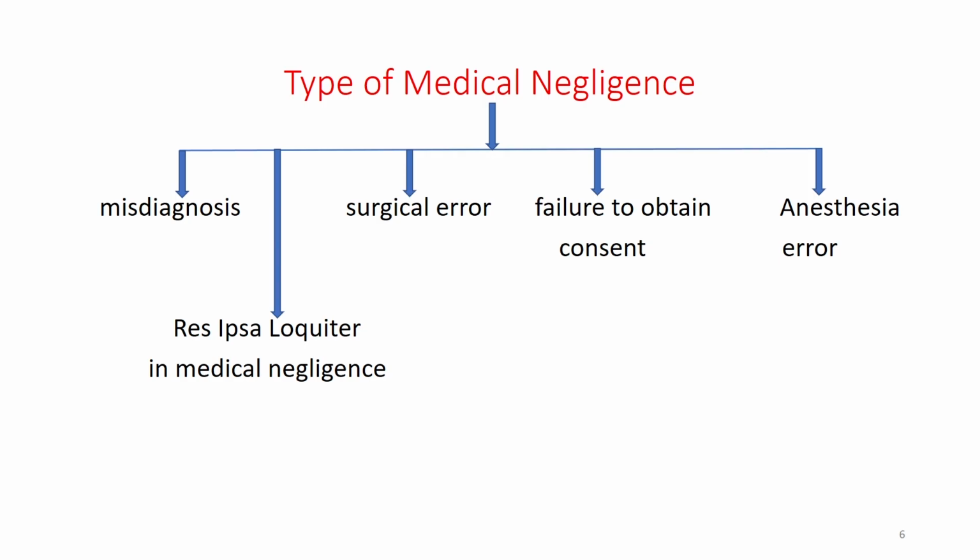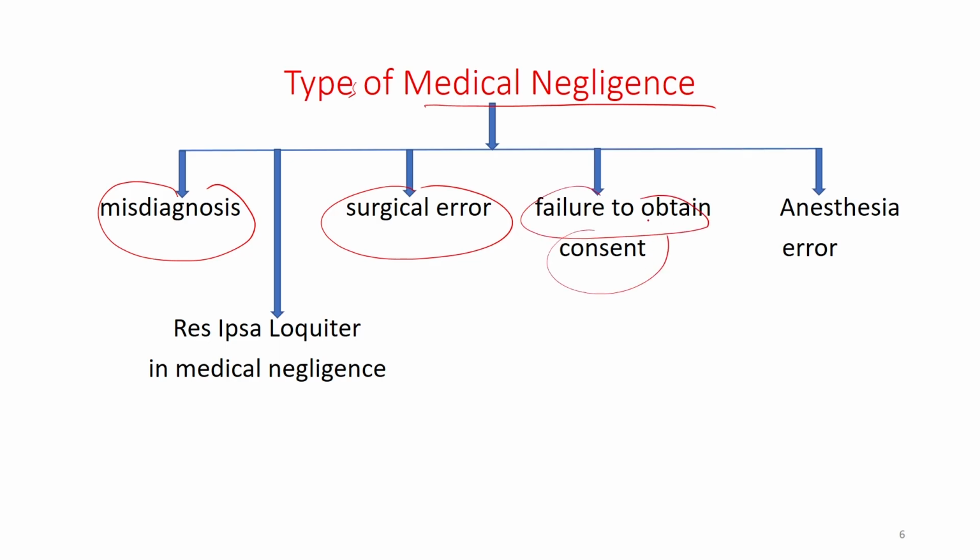Now, just see on your screen the types of medical negligence. Medical negligence may appear in different forms. Misdiagnosis, where the radiologist, I will explain one by one. Surgical error, where the surgeon has committed an error. Failure to obtain consent, where the doctor has not obtained consent. Anesthesia error. These are governed by one Latin maxim, res ipsa loquitur. In medical negligence, res ipsa loquitur means the thing speaks for itself. So, this is the literal meaning of res ipsa loquitur, the thing speaks for itself. Now I would like to explain this.